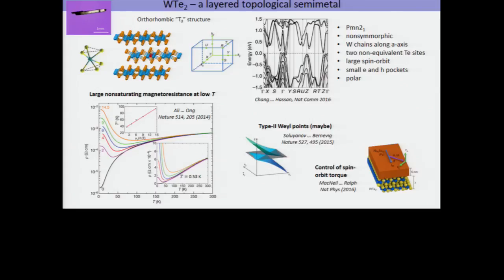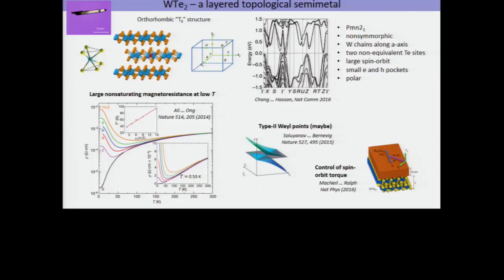As you cool, the resistance drops, but then as you apply a magnetic field, the resistance comes back big time, and you get an extreme magnetoresistance at low temperatures. That earned Ong's group a Nature paper a couple of years ago, and that kind of relaunched the career of tungsten ditelluride. That's the first time I heard about it, was in this paper here. It has several different career paths.